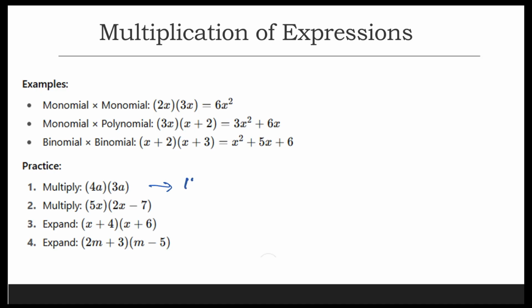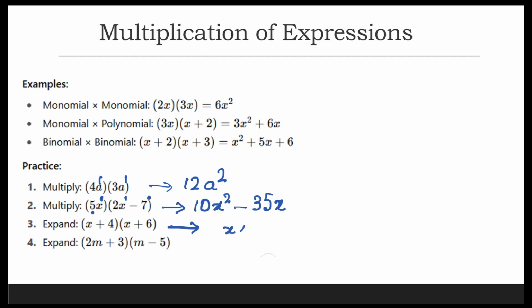So 4 into 3 is 12. A to the power 1, a to the power 1, 1 plus 1, 2, a to the power 2. In this one, 5 into 2 is 10, x to the power 1, x to the power 1, so x to the power 2, minus 7 into 5, 35. X is only 1, there is no x here, so 35x.